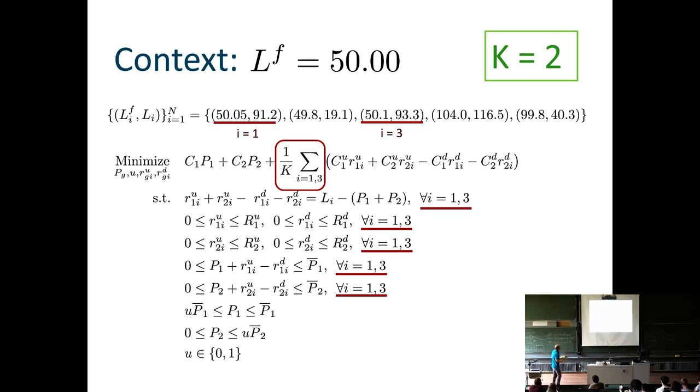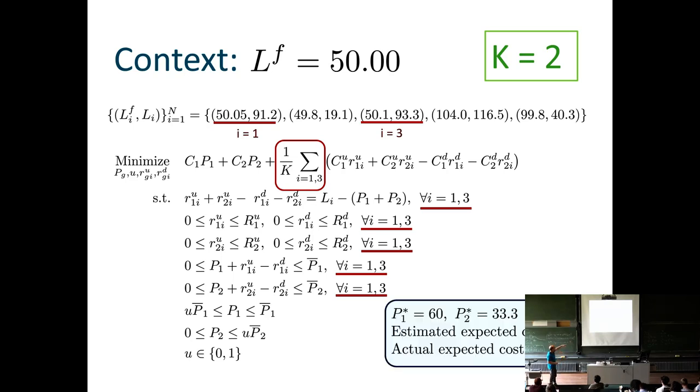Okay, so we solve this problem as before, and we get these optimization variables. We get P1, P2, like this. This is the estimated expected cost, the training cost. This is what this optimization problem gives me.